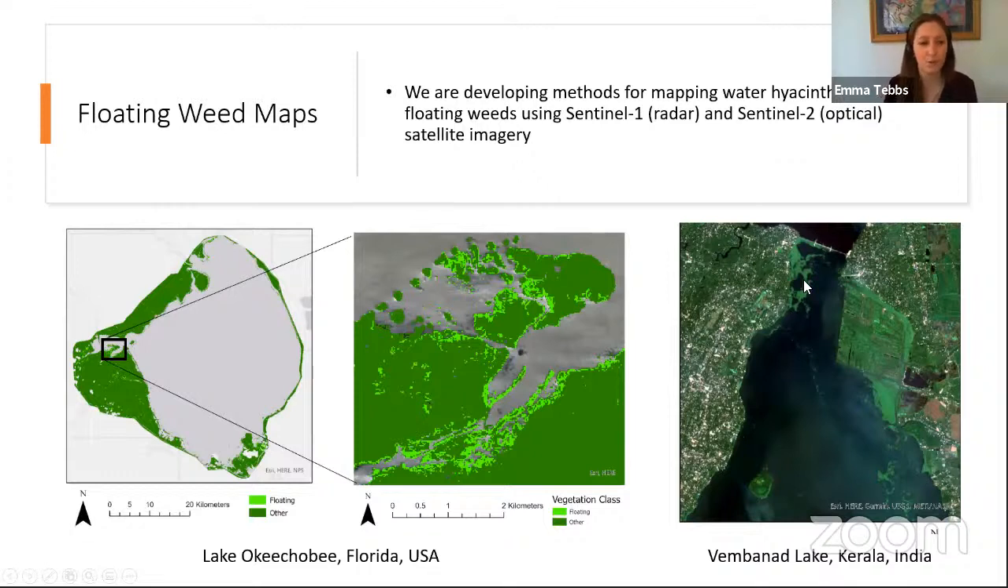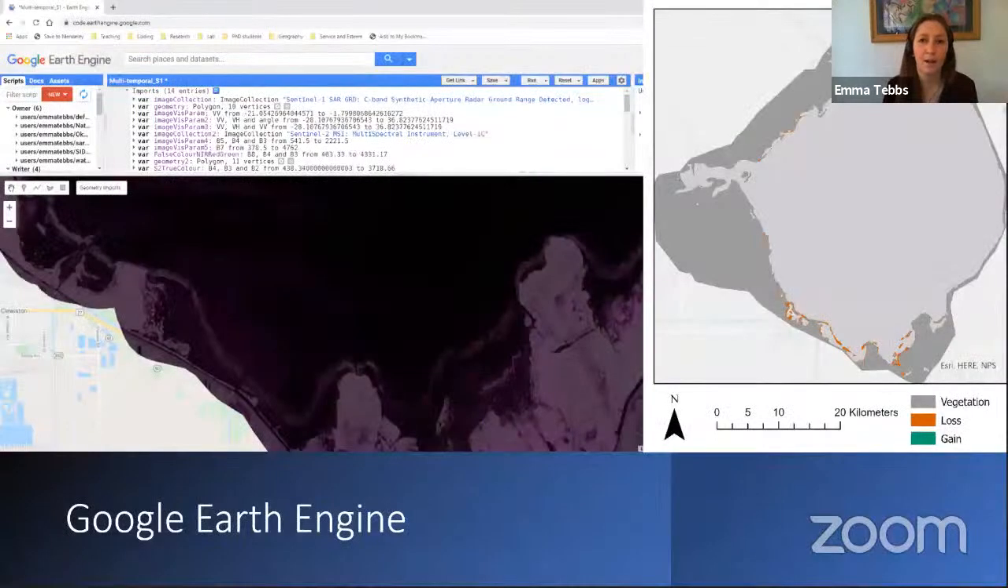So yeah, this work's ongoing, but we're developing products with both radar and optical. The advantage of radar is that it can see through clouds, so you can get more consistent imagery. And we're also using a cloud-based computing platform called Google Earth Engine. So I just wanted to briefly mention this.